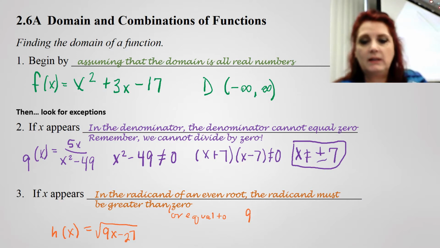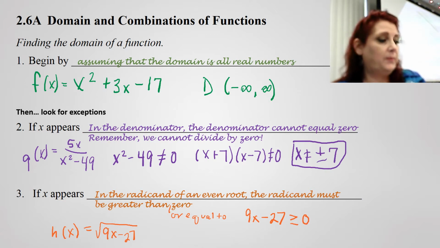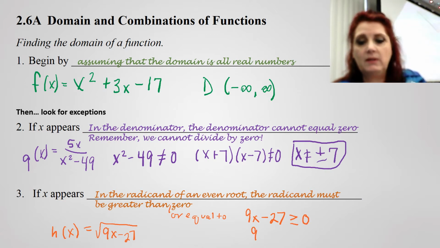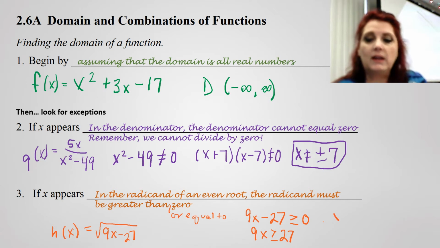I'm going to take that 9x minus 27, and I'm going to say that that has to be greater than or equal to 0. So if I add 27, my 9x has to be greater than or equal to 27. And if I divide by 9, then that gives me x is greater than or equal to 3. And that's the restriction of my domain.